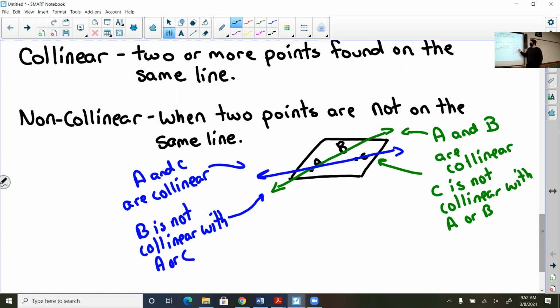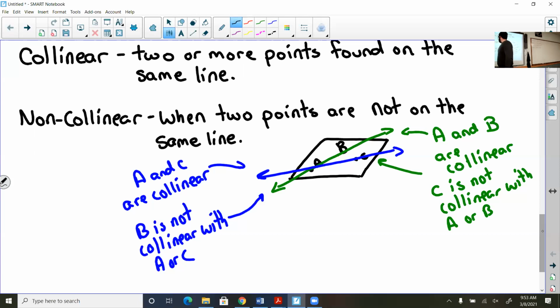Now, I did change the way that I was writing it because non-collinear is the official name, but I think it makes a little bit more sense just to say that it's not collinear. So I don't care which way you write it. You can say that A and C are collinear and B is non-collinear with A or C, or I think it just makes more sense to use the word not instead of non.